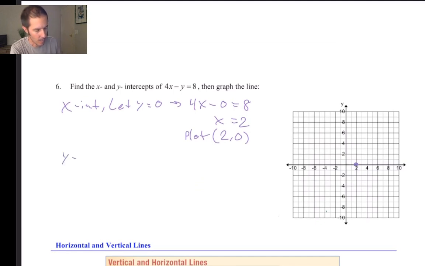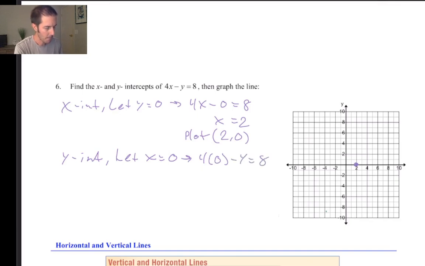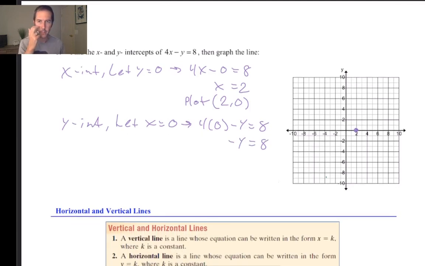Now, in order to find the y-intercept, we're going to let x equal 0. In our equation, that means we're doing 4 times our new x value of 0, minus we don't know what y is yet, is equal to 8. The 4 times 0 is obviously 0, so the left-hand side of our equation now says negative y, still equal to the 8 on the right-hand side. And if we multiply or divide both sides by negative 1, we find that our y value is negative 8.